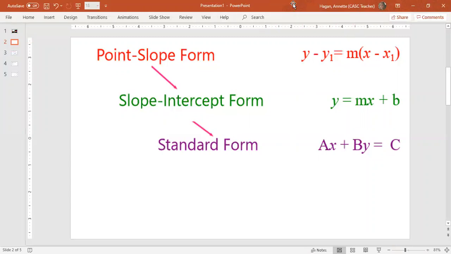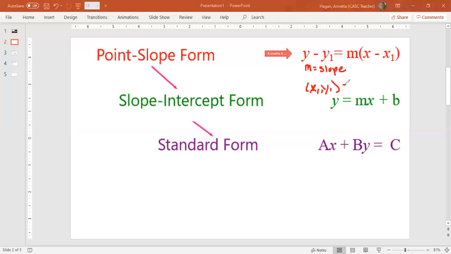Okay, so to get started, we're going to talk about the three different types you are going to see. The first type of equation we're going to talk about is the point slope form equation, and this equation is in the form y minus y1 equals m times x minus x1. A couple of things you should know about this equation, okay? In this equation, m is always your slope, and x1, y1 are always points on your line.